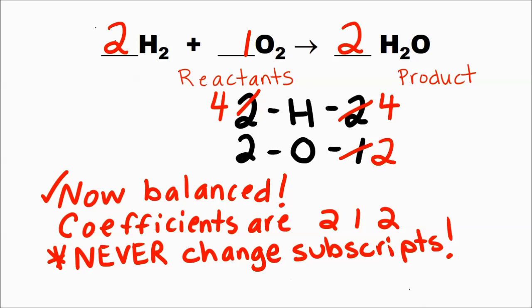Now, as a reminder, your coefficients are 2, 1, and 2. Never, ever, ever change the subscripts. When you're balancing equations, you're only changing the coefficients. We don't want to change the subscripts.